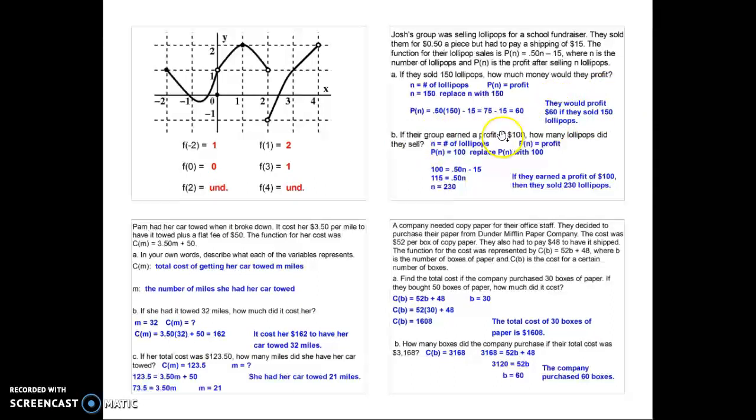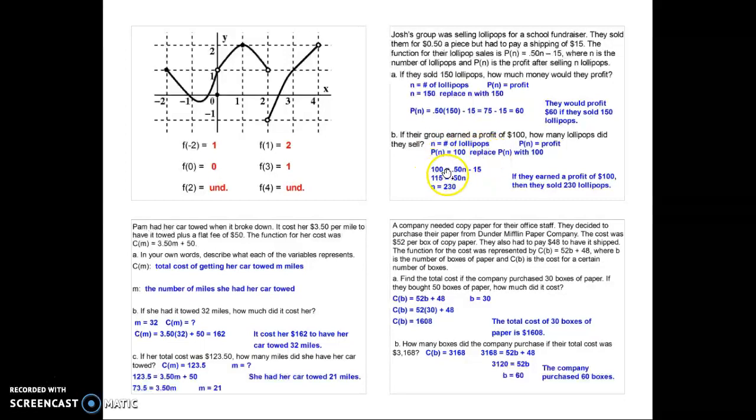Now, what if their group earned a profit of $100? How many lollipops did they sell? Okay, same type of question, it's still evaluating, but now the piece of information that I know is their profit. I want to now find out how many did they sell. So now I'm solving for N in this case, right? Because N was the number of lollipops, and that's what I'm trying to find.